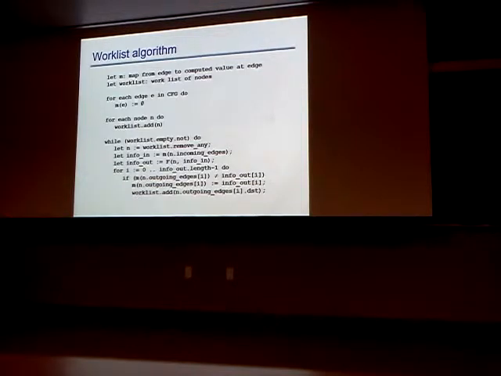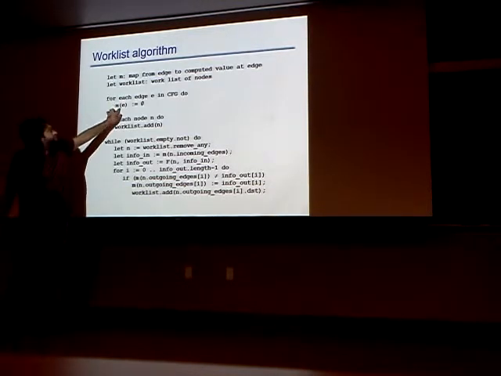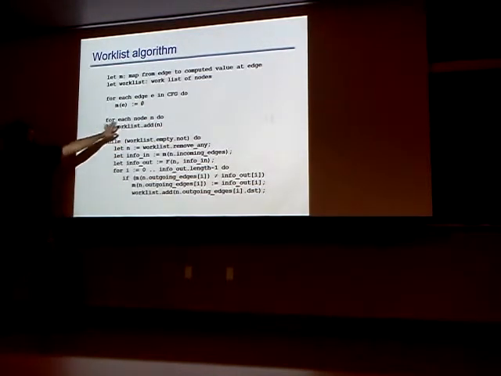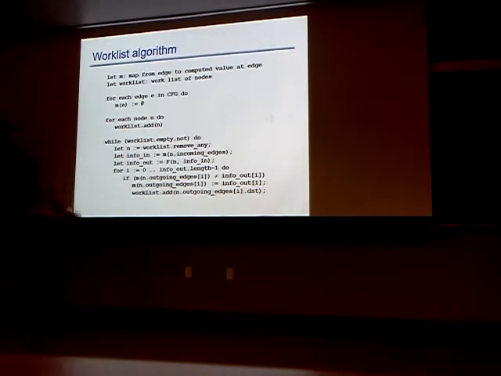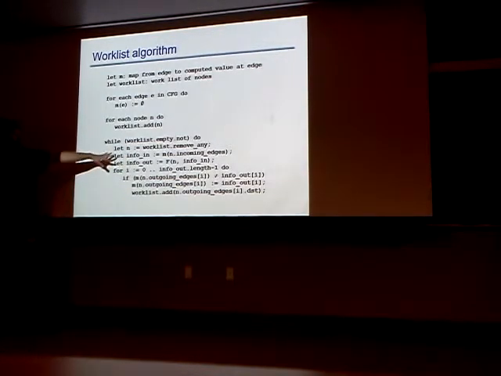So we have the map from edges to the computed values of what you want to solve for at that edge. A work list, and basically what you do is first you initialize every edge in the control flow graph to the empty set. You take every node and you add it to the work list. While the work list is not empty, just remove any node. It turns out that this algorithm works. You just take any node.